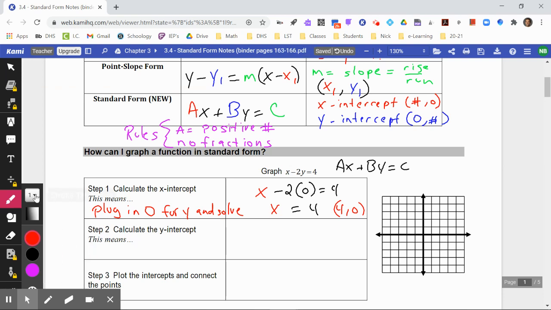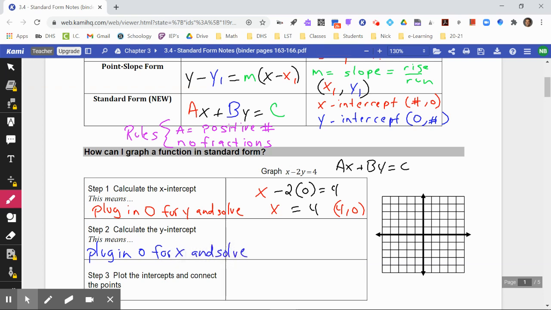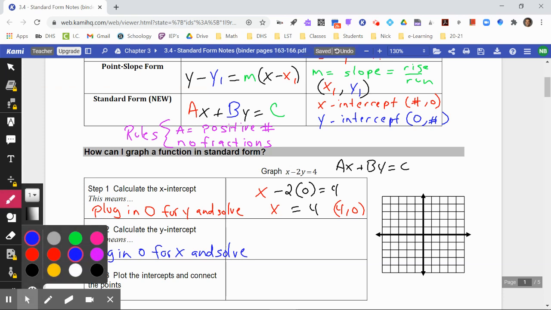Now step 2 is to calculate the y-intercept. For the x-intercept, I plugged 0 in for y and solved. So for my y-intercept, I'm going to plug in 0 for x this time and then solve for y. Instead of x - 2y, we're going to plug in that 0 for x, and then we're going to be left with -2y = 4.